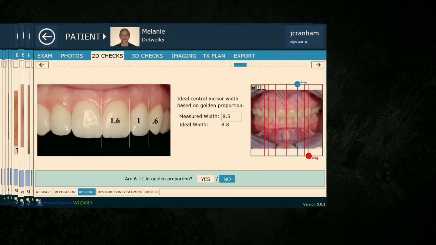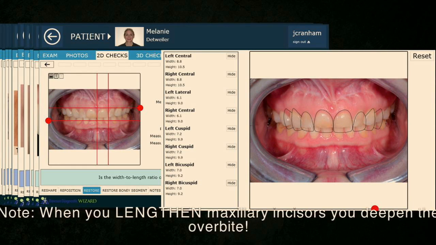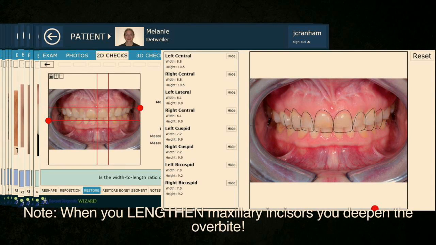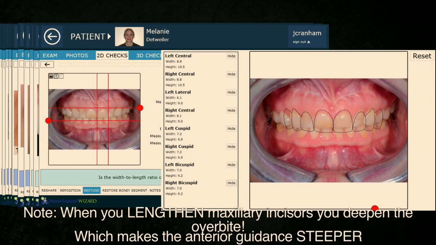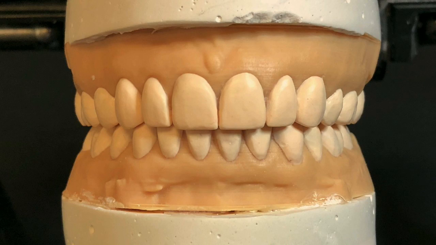So we're going to go through our whole protocol until we figure out exactly where the teeth are going to go for optimum aesthetics. And then what we're going to do is to start to look at the cast and do this three-dimensionally.